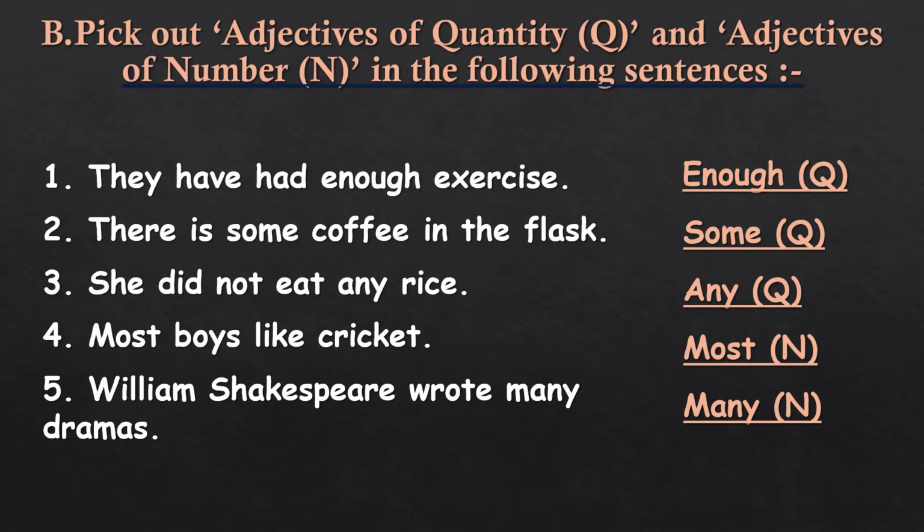In question number B, we have to pick out adjectives of quantity and adjectives of number. First, let me tell you what an adjective of quantity and an adjective of number are. Children, adjectives which tell us how much of a thing is meant are called adjectives of quantity. And adjectives that tell us how many persons or things are indicated are called adjectives of number. In question number B, when we write the answer, we will write capital Q for adjective of quantity and capital N for adjective of number.